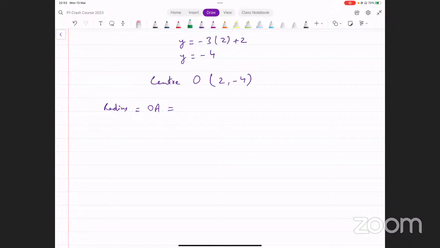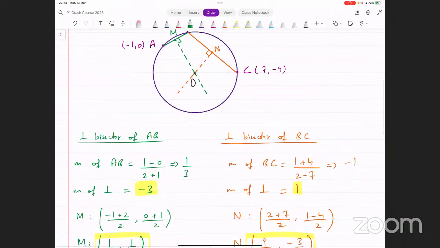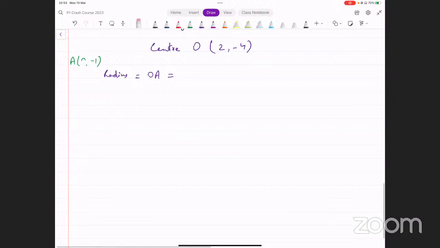Now, what was the point A? Let me write that here on the side. A point was 0 and minus 1, I think. Yeah, no, minus 1, 0, the other way around. Point A is minus 1 and 0.